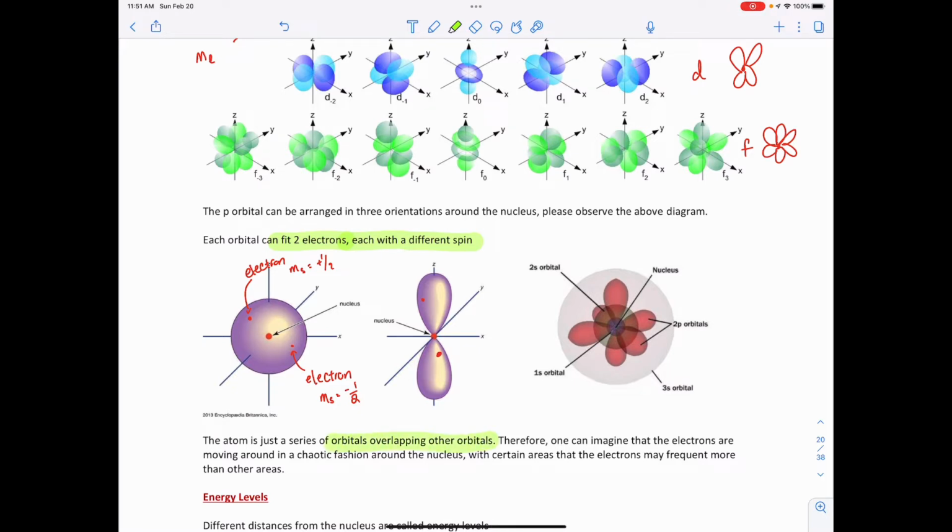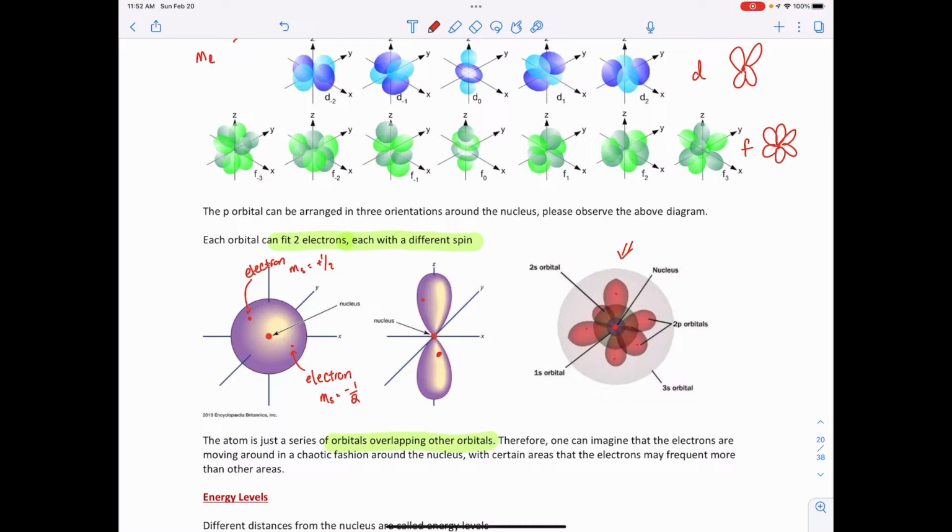Therefore, one can imagine that the electrons are moving around in a chaotic fashion around the nucleus, with certain areas that the electrons may frequent more than others, depending on the probability. If you take a look at this atom diagram, we have the nucleus in the middle, and then all these orbitals overlapping, stacked on top of each other. We have some s orbitals, some p orbitals, and the electrons could be anywhere in these probability densities. Once again, we don't know where exactly the electrons are, just that they're contained in those shapes.